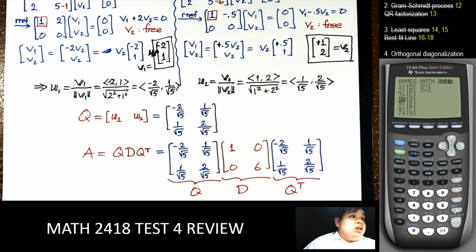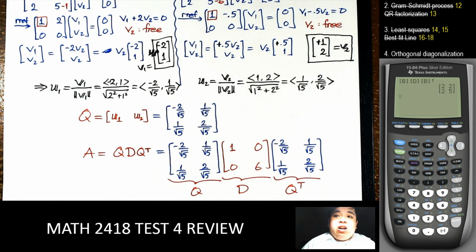Let's store the matrix. And then we can use D, why not? 2 by 2, 1. And then we have matrix B times the matrix D times the matrix B, but I have to do the transpose. Right, good. We'll go back to matrix A. So that is how we orthogonally diagonalize the matrix. We're taking advantage of the property that eigenvectors from different spaces are orthogonal.